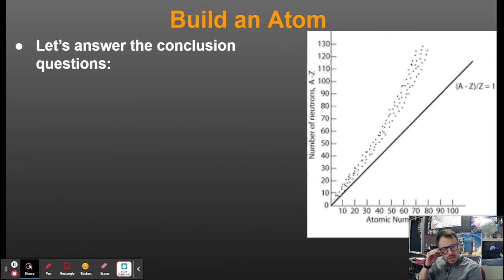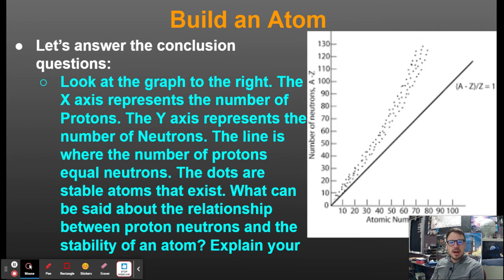Similar to that, if we look at this graph to the right, you can see the x-axis represents the number of protons. The y-axis represents the number of neutrons. The line is where the number of protons equals neutrons. The dots are stable atoms that exist. So what can be said about the relationship between protons, neutrons, and the stability of an atom? Explain your answer. Well, if we look at this, we'll notice all of those stable atoms are to the left of that line, so they have more neutrons than protons. And that's because of the strong force.